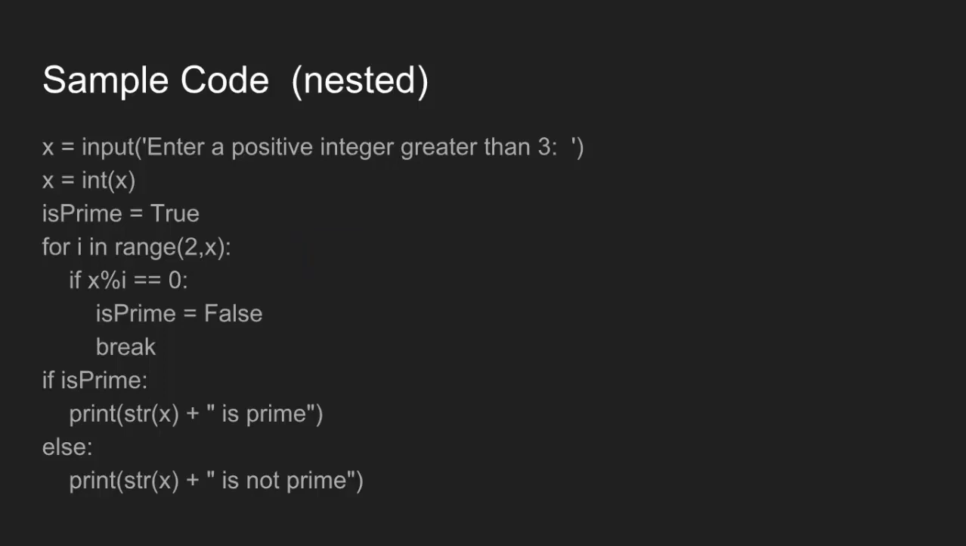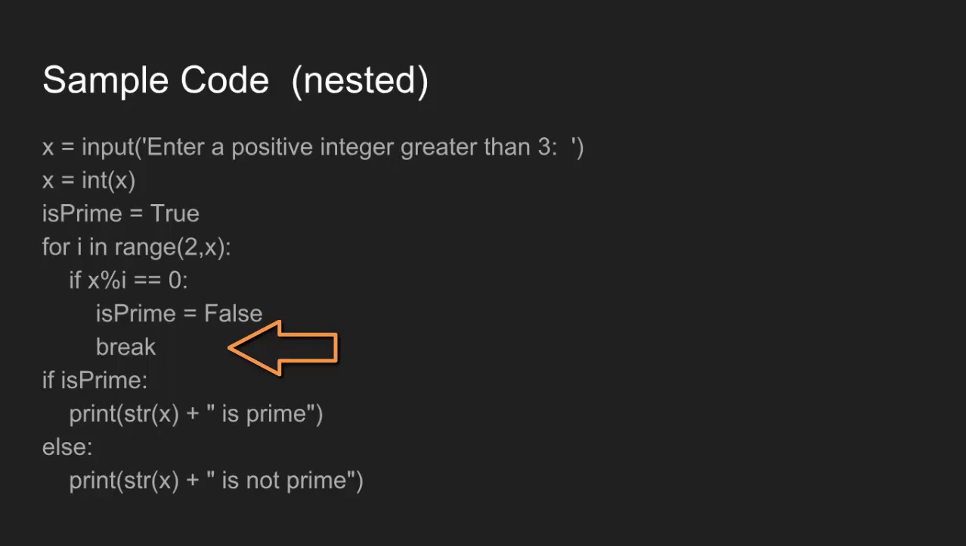So we're going to go through all of the numbers from 2 all the way up to the number minus 1, and if x modulus i, because i is going from 2 all the way up to x minus 1, is ever equal to 0, that means it's divisible by that number, and obviously it can't be prime because a prime is only divisible by itself and the number 1. So in that case, if the modulus is 0, then is prime is set to false, and we use a break statement. A break statement exits us out of the for loop or any loop.